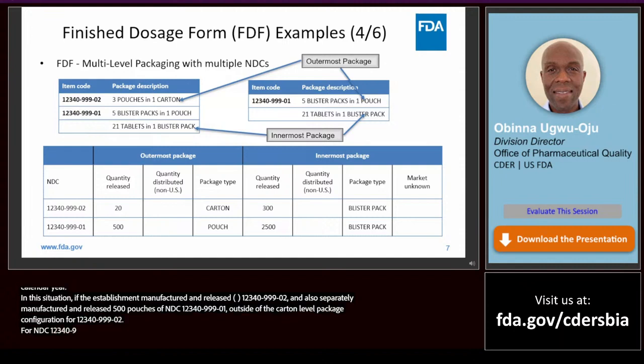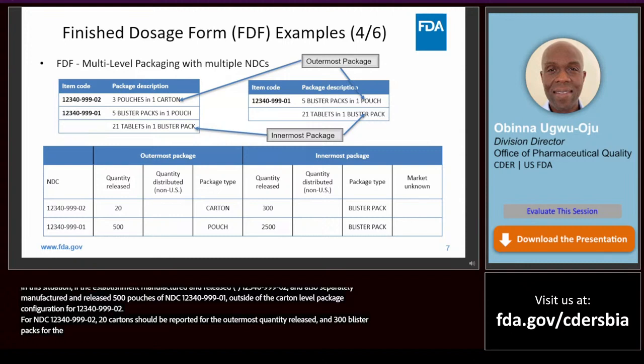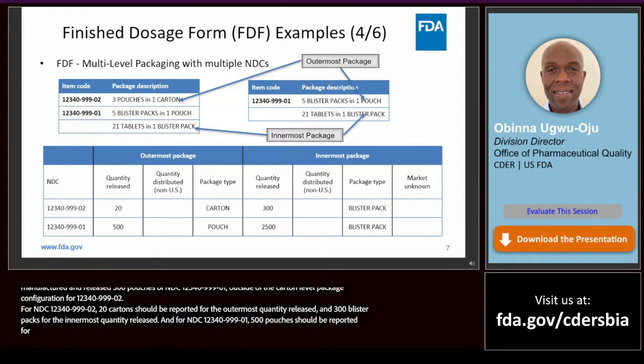For NDC 12340-999-02, 20 cartons should be reported for the outermost quantity released and 300 blister packs for the innermost quantity released. And for NDC 12340-999-01, 500 pouches should be reported for the outermost quantity released, and 2,500 blister packs should be reported for the innermost quantity released.